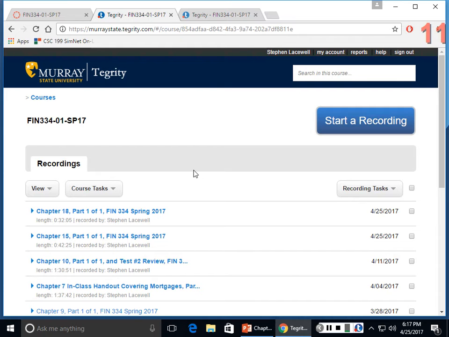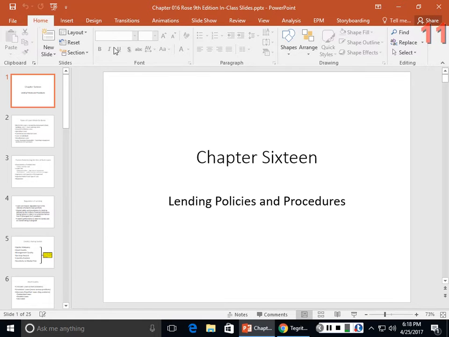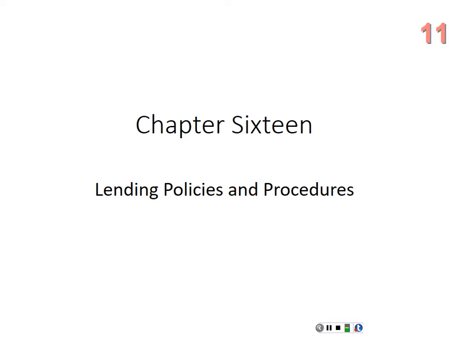All right, so we are in chapter 16. All right, so basically this is talking about loans, lending policies, and procedures. And it kind of falls in between, like I said, in chapter 18, which is on integrity already, I talk about consumer loans. So things like car loans, boat loans, credit card loans, home loans. Those are loans to consumers.